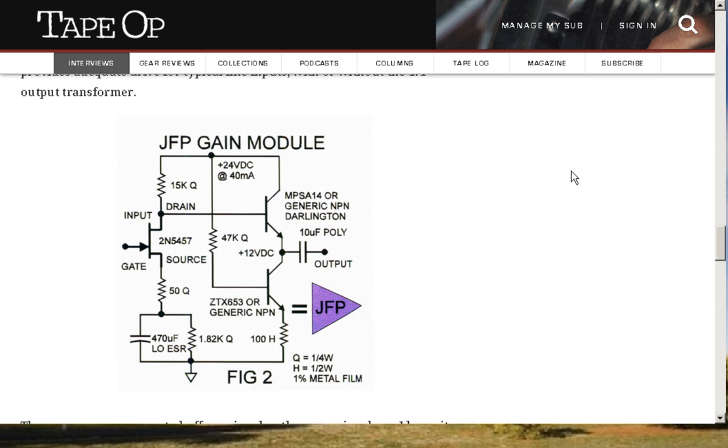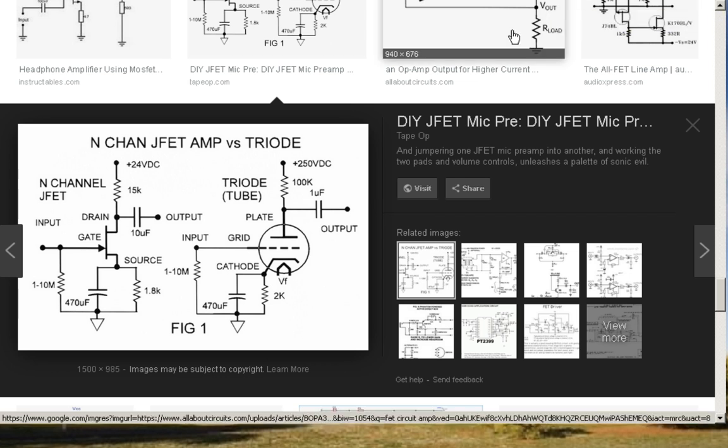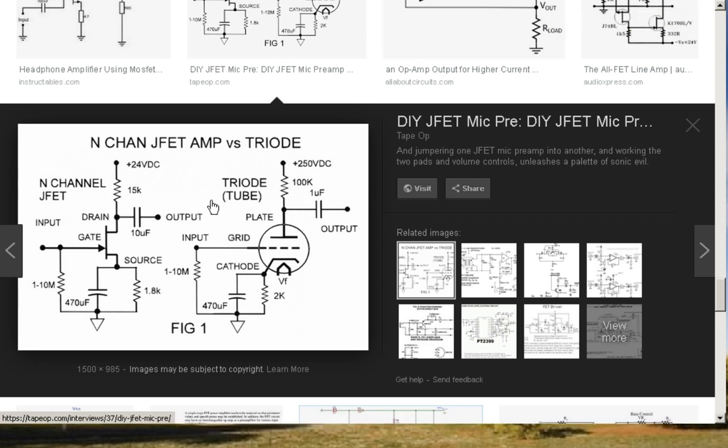JFP gain module. Well, this is interesting. This is really interesting that I discovered this. I'm going to stop there.